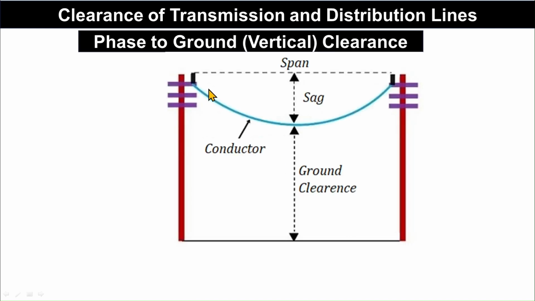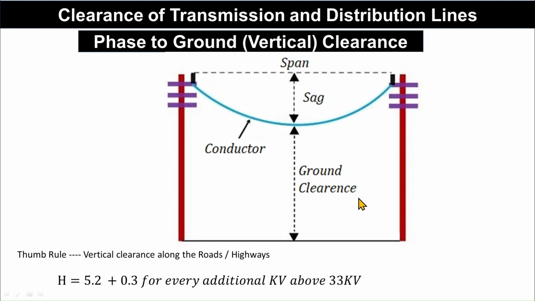This is a transmission line. This is the conductor of a transmission line, that is called the phase of the transmission line. The vertical clearance from the ground is the phase to ground clearance. The thumb rule for vertical clearance along the roads or highways is H is equal to 5.2 plus 0.3 for every additional kilovolt above 33 kV. For above 33 kV, for every additional 33 kV, you have to keep an additional distance of 0.3 meters.